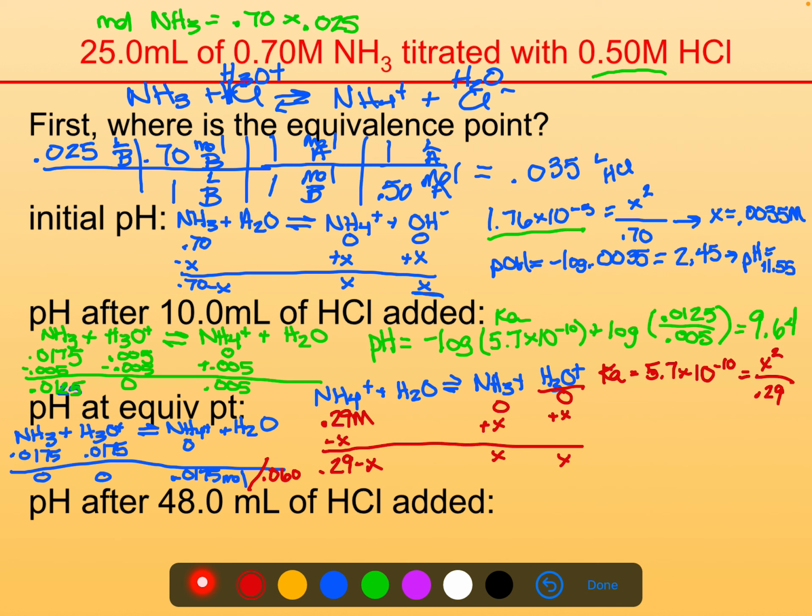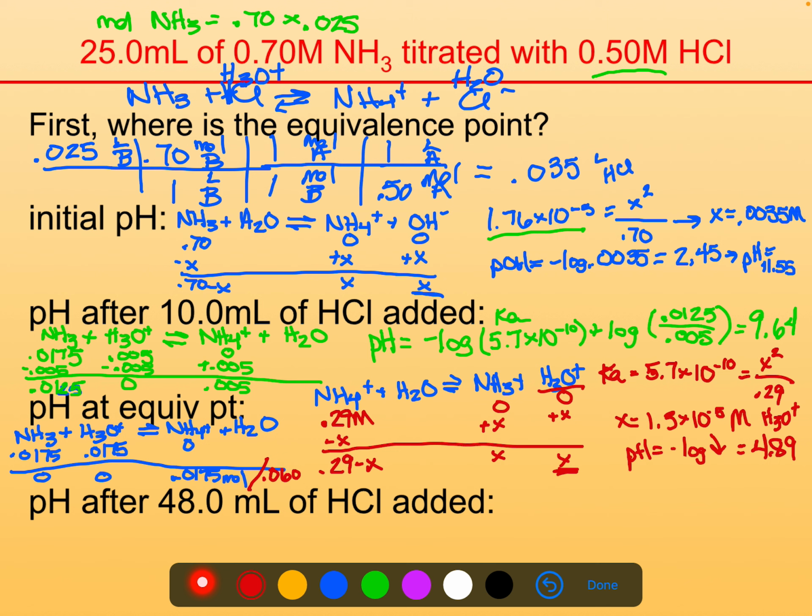So if we multiply by 0.29, take the square root, we get that X is equal to 1.3 times 10 to the negative fifth. And that will be our molarity of our hydronium ion, matching up with our ICE table. So if we have hydronium, we can find pH simply by doing the negative log of that hydronium value. And we get that this is a pH of 4.89. So if you remember, because we have a strong acid, the equivalence is at a lower pH.